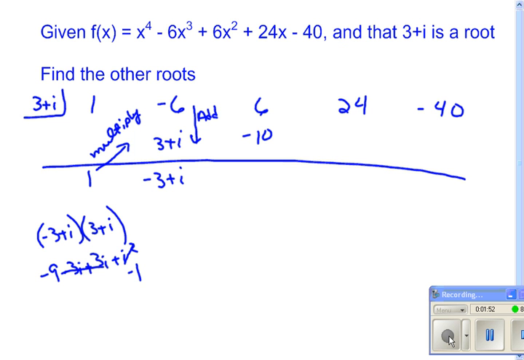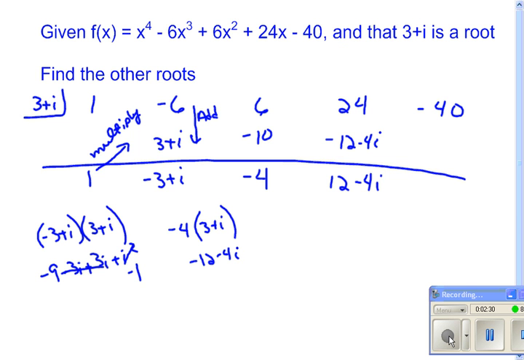After we multiply, we put that number up over the line. To get back down, you add. So 6 plus -10 is -4. To get back up over the line, you multiply. Again, off on the side, I would multiply these: -4 times 3 plus i, and you get -12 minus 4i. To get back down, you add. 24 plus -12 is 12, and you still have a -4i.